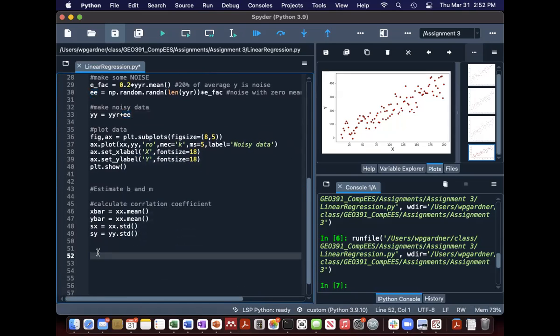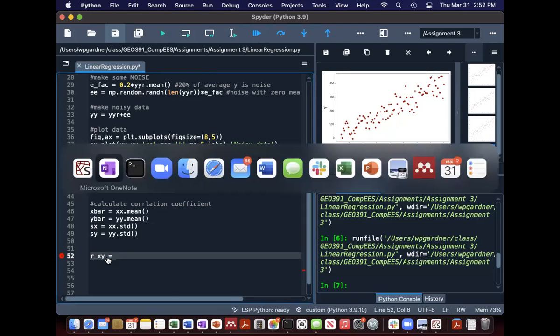You did an XX to Y bar. Oh, that'd be a bug right there. Thanks, Wendell. We'd get all kinds of weird answers and I'd be like, what is happening? All right, now. RXY. All right, let's look at it.